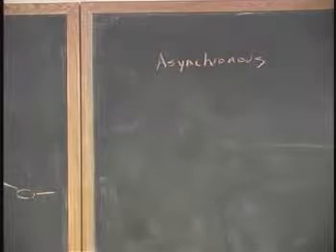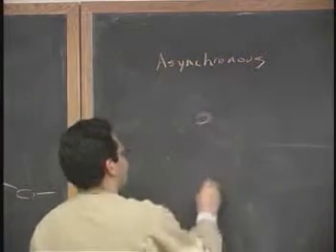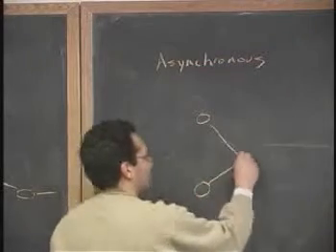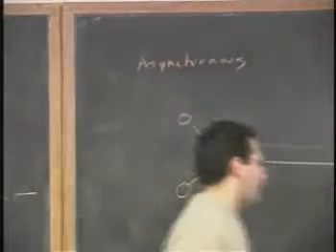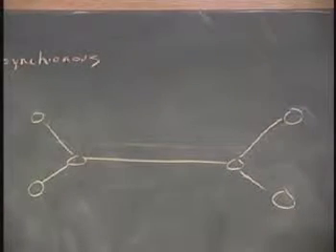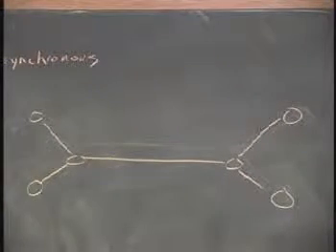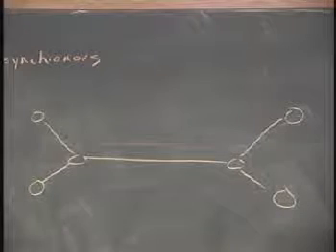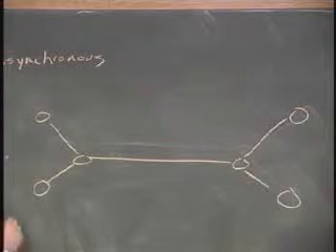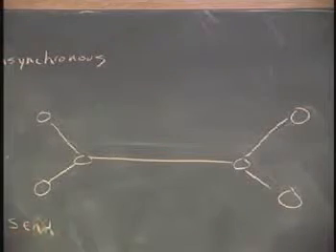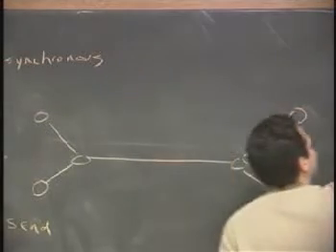Now, let's look at an asynchronous network. An asynchronous network is different than an isochronous network. In an asynchronous network, first of all, there are no explicit connections. So there's nothing about establishing and tearing down a connection. You just basically send, and at some point, you hope that something receives.